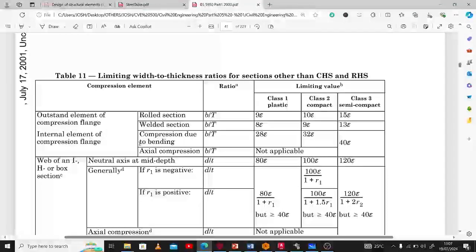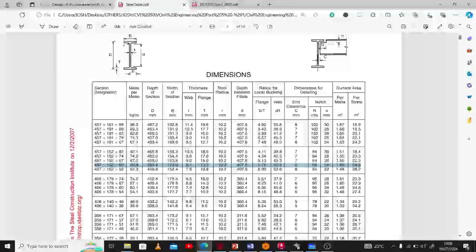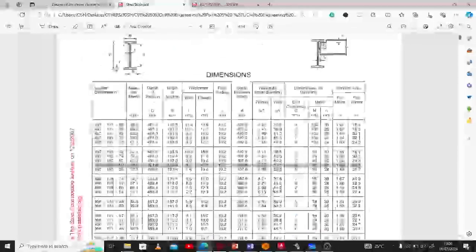Now for the web. To classify the web, we have web of an I, H, or box section, which has the neutral axis at the mid depth, where d over small t is less than the parameters for each class of steel for the web. So let's find out what d over t is from the steel table. d over t as given here is 50.3.